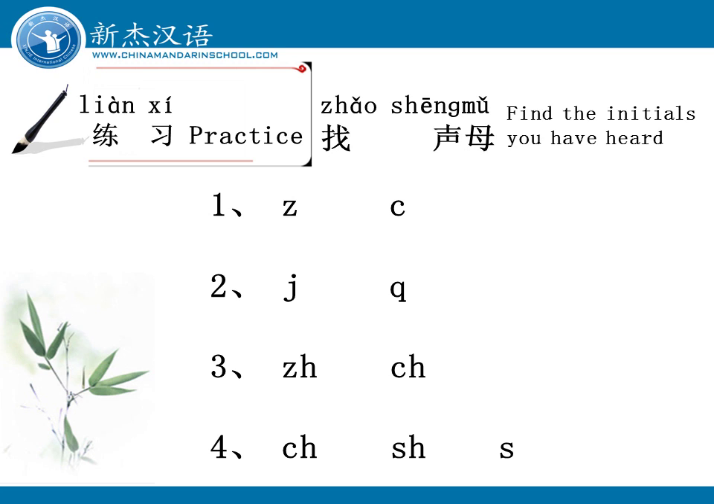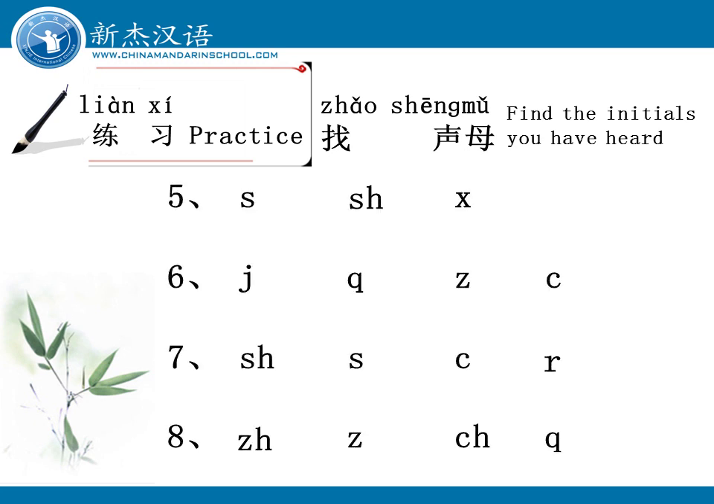Number three. 吃吃. Number four. 思思. Now please check your answer. Number five through number eight. Ready? Number five. 诗诗. Number six. 鸡鸡. Number seven. 日日. Number eight. 知知. Now here are the answers.